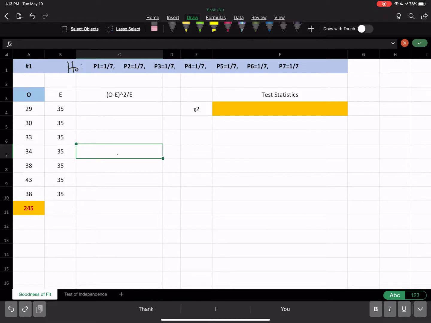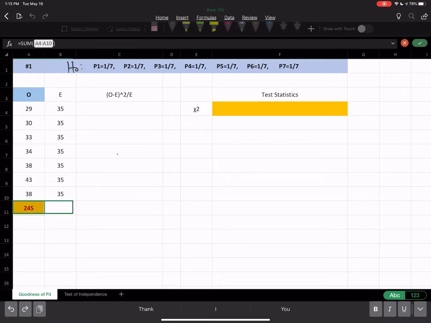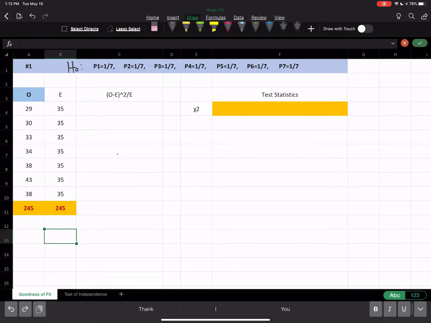And I would have known anyway, because remember, you need to add the E's after you're done calculating them, and the sum of the E's and the sum of the O's have to be the same. If they're not, then you've made a mistake in calculating one of your expected frequencies. So it's a nice way to check, once you calculate your expected frequencies, whether you've done them correctly or not.